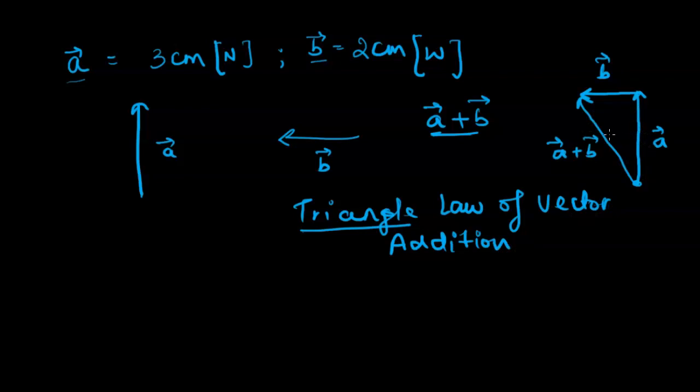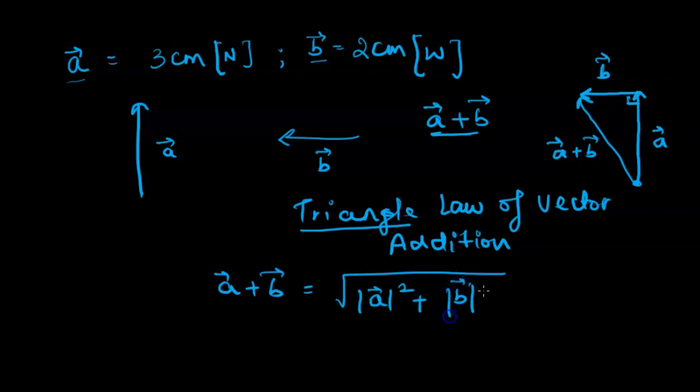First, let's see what type of triangle this is, and this is a right angle triangle. If you want to find the resultant of a right angle triangle, the resultant is nothing but the hypotenuse of the triangle. So we follow the Pythagorean theorem: the square of vector A's magnitude plus the square of vector B's magnitude, and the square root of this entire sum. This gives us the magnitude of A plus B, just the numerical value.